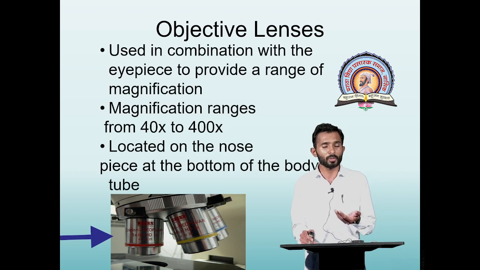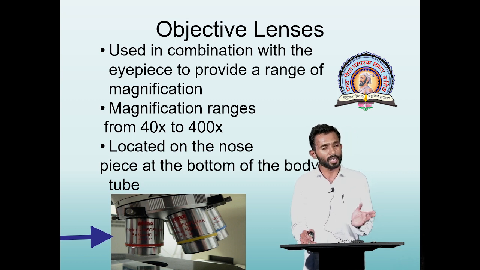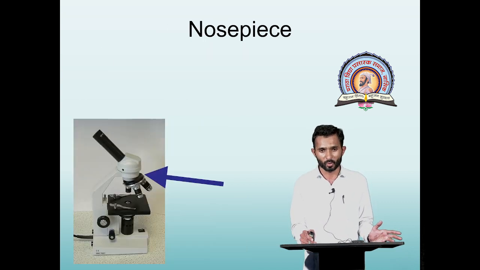The second part is where the object is placed, which is given by the objective lenses. These objective lenses are a combination of several magnification lenses that give the highest resolution or magnification power, starting from 40x up to 400x. These objective lenses are located on the nose piece at the bottom of the body tube.